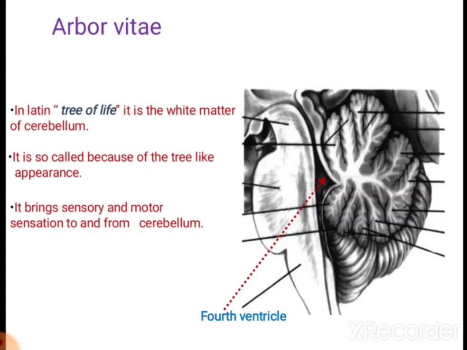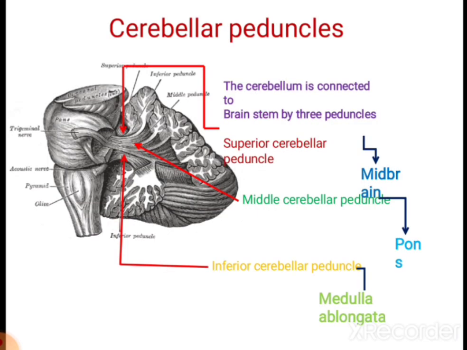Then we have the arbor vitae. Arbor vitae means the tree of life, which is the white matter of the cerebellum. In the diagram we can see the white colored area which appears like a tree. This is the arbor vitae. It is so called because of its tree-like appearance, and it brings sensory as well as motor information to and from the cerebellum. So these are the cerebellar peduncles.